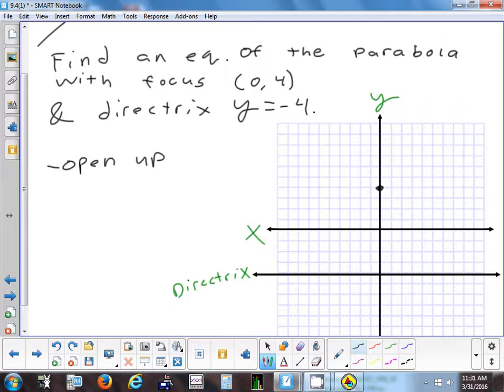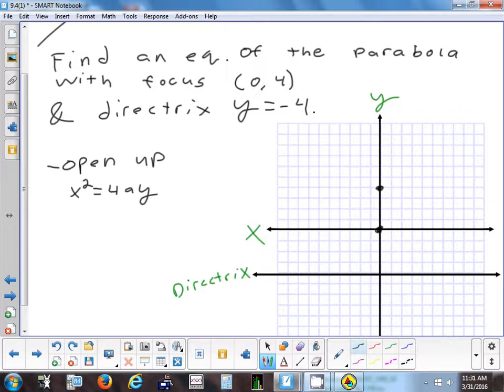And if the vertex is exactly equidistant between the focus and the directrix, where does the vertex have to be? 0, 0. Yeah, it has to be the same distance from the focus and the directrix. That's the definition. So now we know it's at 0, 0. We got our table. It opens up. What's the equation of a parabola opening up? X squared equals 4ay. Only thing I have to figure out is a.